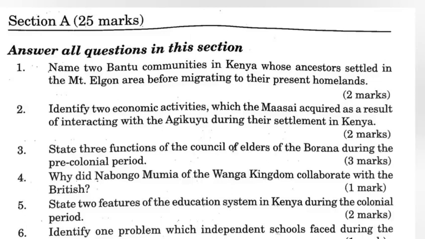History Paper 1, Section A, 25 marks. Name 2 Bantu communities in Kenya whose ancestors settled in the Mount Elgon area before migrating to their present homelands. Abaluya, Abakuria, Abagusi. Identify 2 economic activities which the Maasai acquired as a result of interacting with the Agikuyu during their settlement in Kenya.